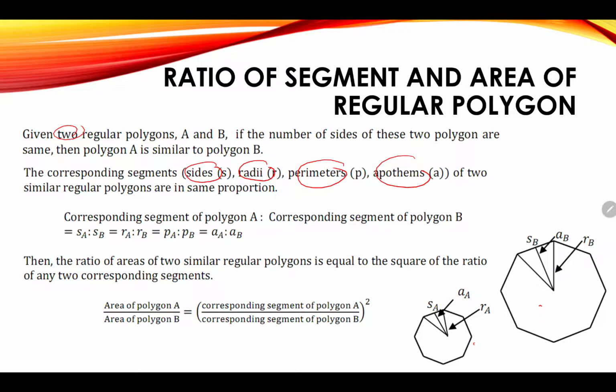So kita boleh buat proportional segment macam ni lah. Okay, side of A proportional with side B equals radius pun proportional, perimeter pun proportional, apotem pun proportional. Dan juga apa yang proportional lagi? Dia punya area. Okay, area of the first polygon divide by area of the second polygon equals corresponding segment, square. Kita square kan. Okay, so ini untuk similar polygon sahaja.